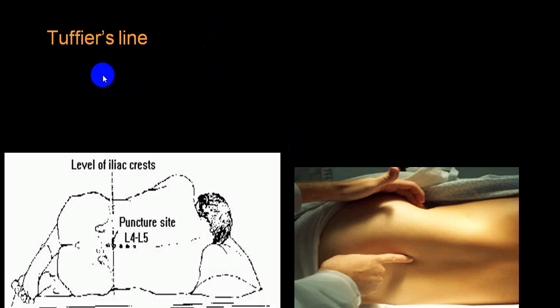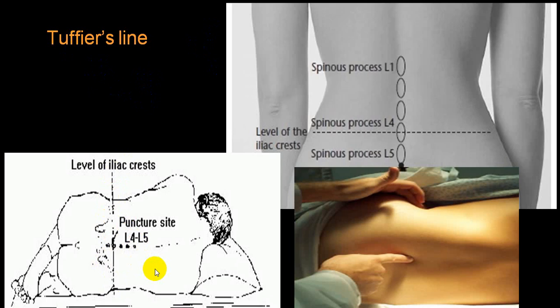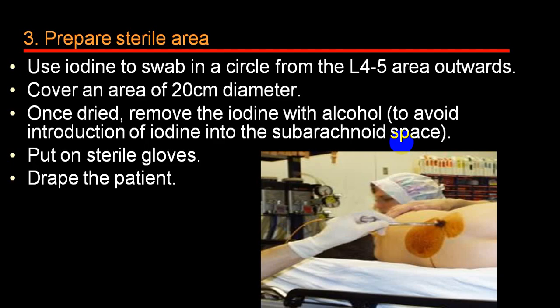It is also called the Tuffier's line, the line at the highest point of the iliac crest. In some, it may be the L4 L5 space. So you can select one space above L4 spine, which will be between L3 and L4, and below it will be L4 L5. So the level of the iliac crest almost corresponds to the L4 spinous process. So either you can go for the L4 L5 space or L3 L4.